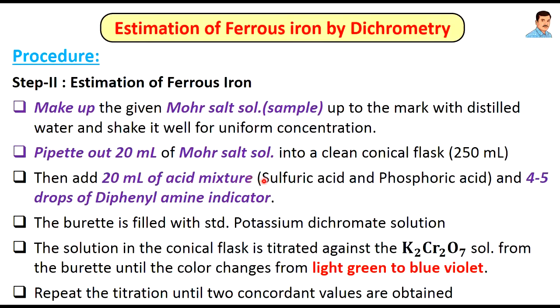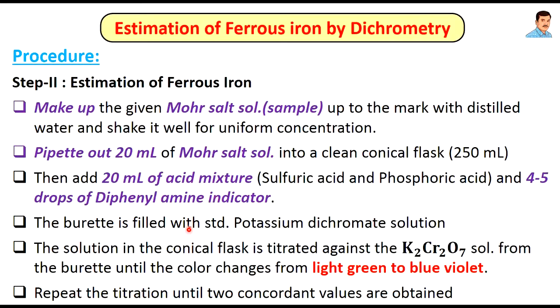After adding the acid mixture, we add the indicator, that is diphenylamine indicator, 4 to 5 drops into the conical flask. Now the conical flask contains 20 ml Mohr's salt solution, 20 ml acid mixture and 4 to 5 drops of diphenylamine indicator. The contents of the conical flask are shaken well.